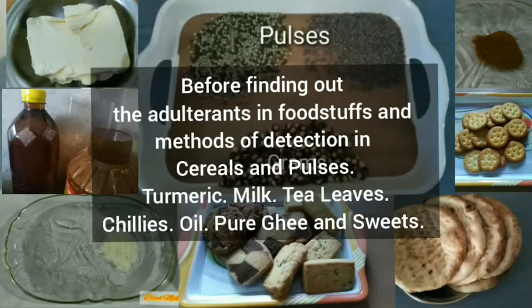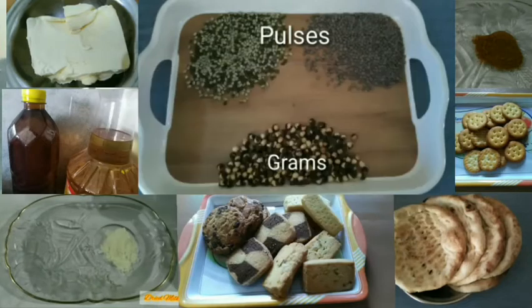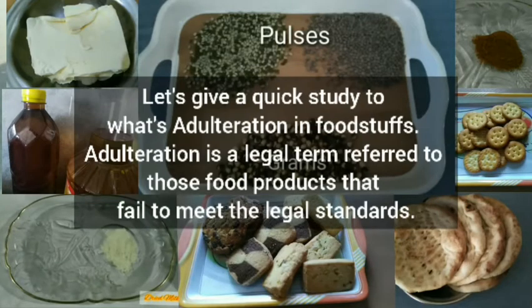Before finding out the adulterants in foodstuffs and methods of detection in cereals and pulses, turmeric, milk, tea leaves, chilies, oil, pure ghee and sweets, let's give a quick study to what's adulteration in foodstuffs.